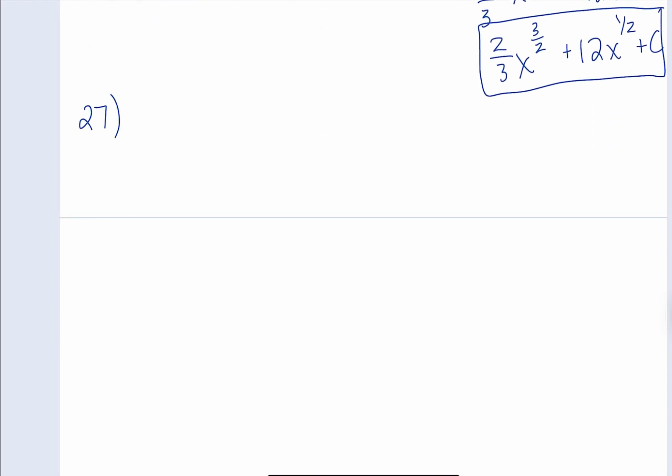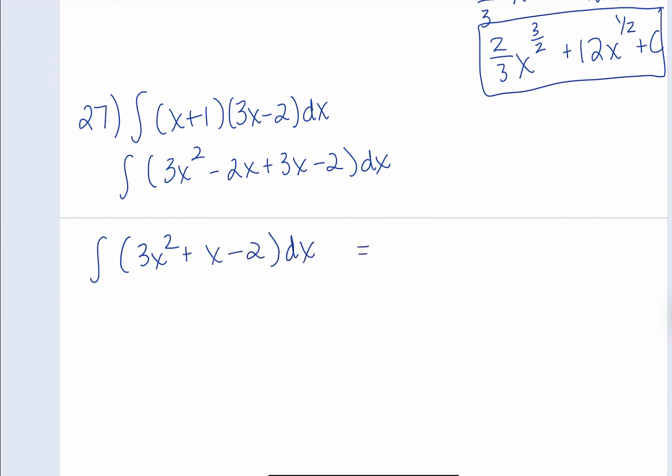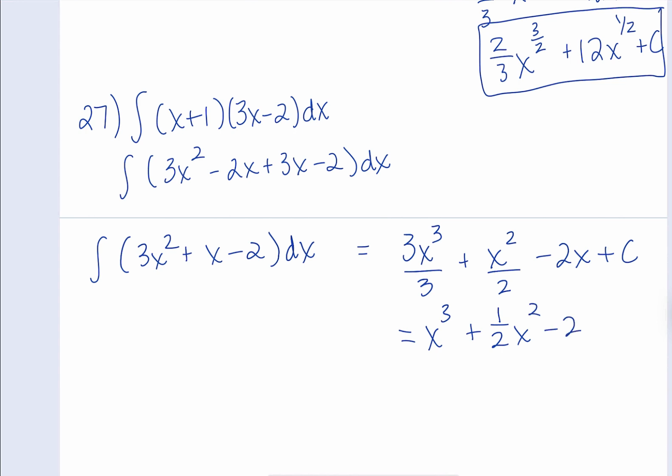Number 27, we have x plus 1 times 3x minus 2 dx. Before we do this one, we'll need to FOIL. 3x squared minus 2x plus 3x minus 2. So we have 3x squared plus x minus 2. And this will be 3x cubed over 3 plus x squared over 2 minus 2x plus c. And we can rewrite that as x cubed plus 1/2 x squared minus 2x plus c.